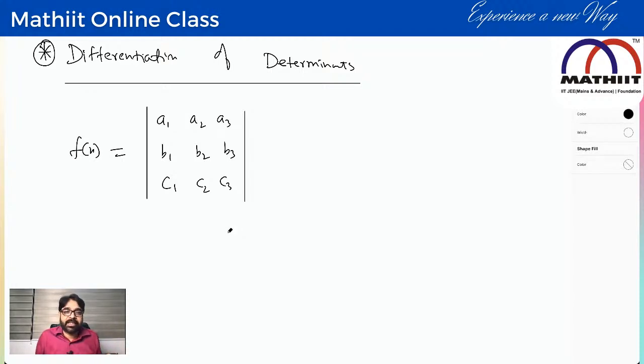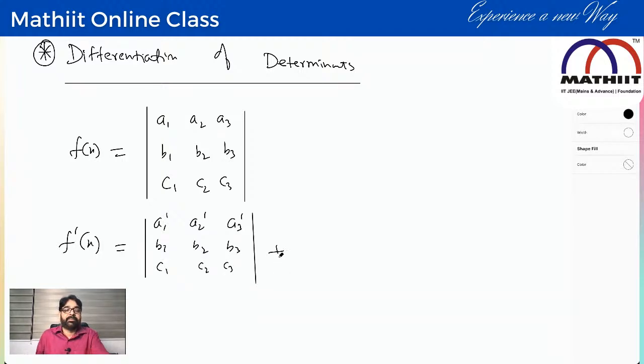Whenever you have to find the differentiation of any determinant, the rule is simple: either you go row wise or column wise. Meaning, f dash x, the derivative of f x, will be the differentiation of the first row: a1 dash, a2 dash, a3 dash. Don't say, sir, it will be 0. I don't know whether a1 is constant or not. A1 may be a function of x, so I'm just writing the general way. Differentiation of the first row, and the rest everything remains the same. Nothing should be touched: b1, b2, b3, c1, c2, c3.